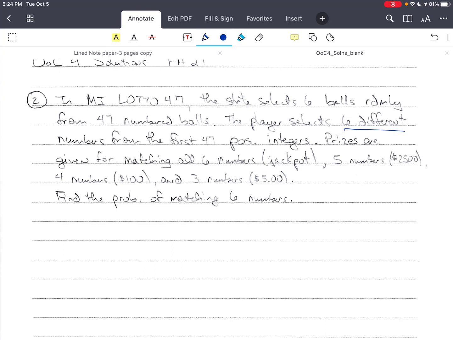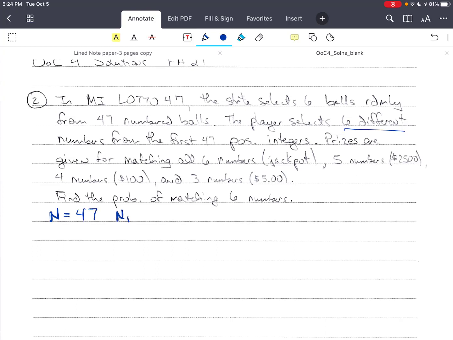And the prizes are given for matching all 6 numbers, that's the jackpot. 5 numbers, $2,500. 4 numbers, $100. 3 numbers, $5. Not very good for that. We want to find the probability of matching all 6 numbers. So again, all of this is selected without replacement. So capital N is going to be 47.